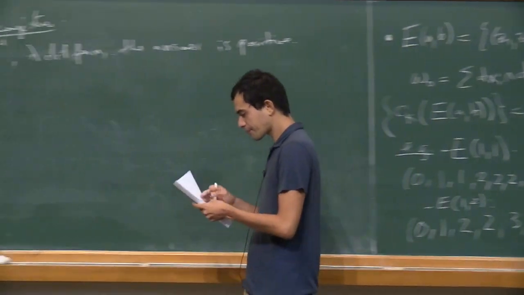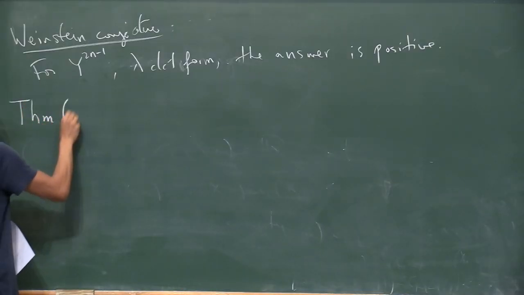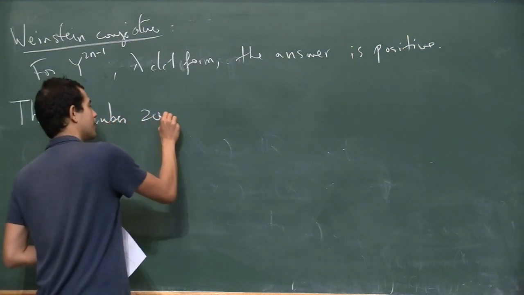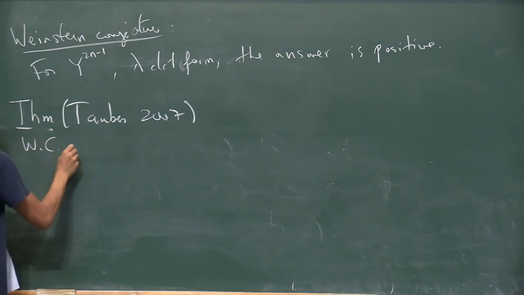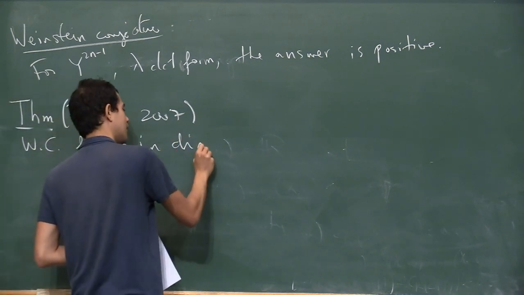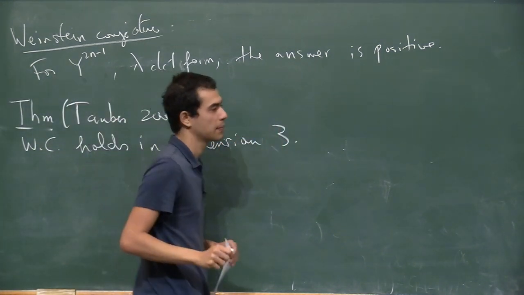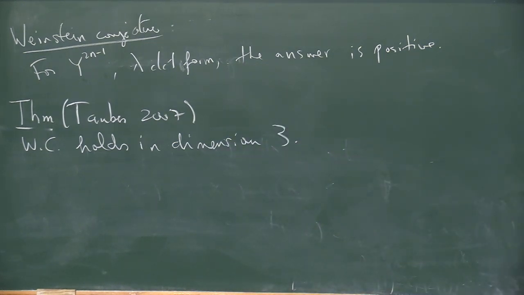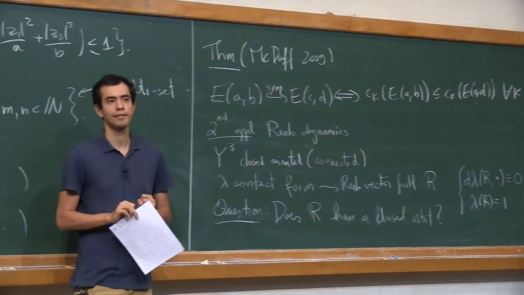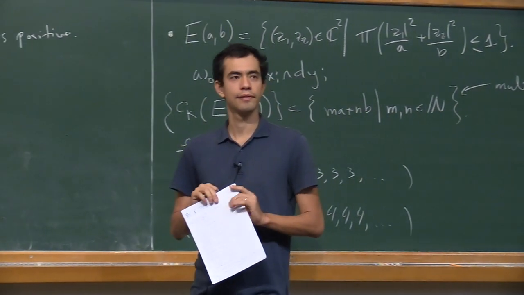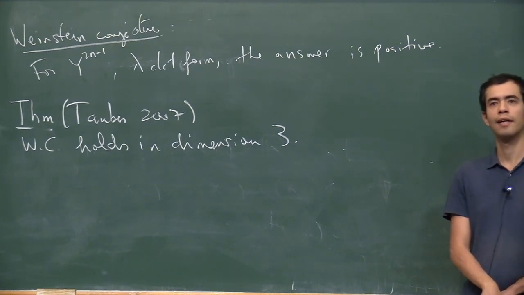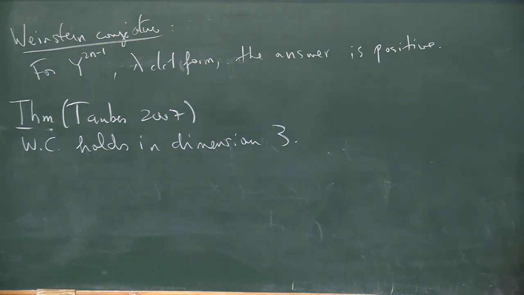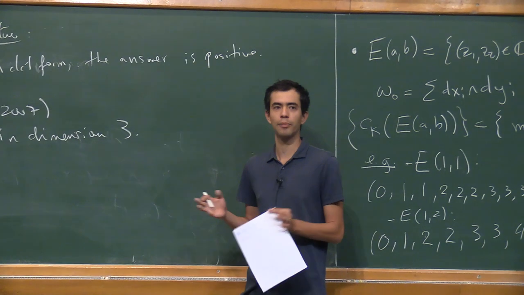So, I guess the first theorem that I want to tell you about is a theorem by Taubes from 2007, where he says that the answer is positive, the Weinstein conjecture holds in dimension 3. Okay? So he proved that, yes, there's always a closed Reeb orbit with no assumptions on the manifold. And this was extremely important. It doesn't exactly use ECH, but it uses a lot of the ideas from ECH. It uses Seiberg-Witten theory, Seiberg-Witten Floer theory, which he later proved is isomorphic to ECH.